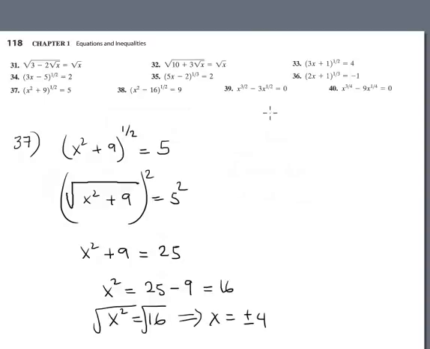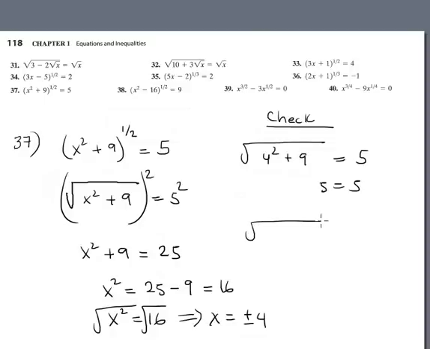Okay, let's check the solution. Check the solution. In this case it is mandatory because the index is an even number. It's a square root of 4 squared plus 9 equals 5. 4 squared is 16, 16 plus 9 is 25, square root of 25 is 5, 5 equals 5, perfect. And the other is negative 4 squared plus 9 equals 5. It's the same because negative 4 squared is 16, positive 16 is exactly the same, 5 equals 5. Now the solution set for this equation is 4 and negative 4.